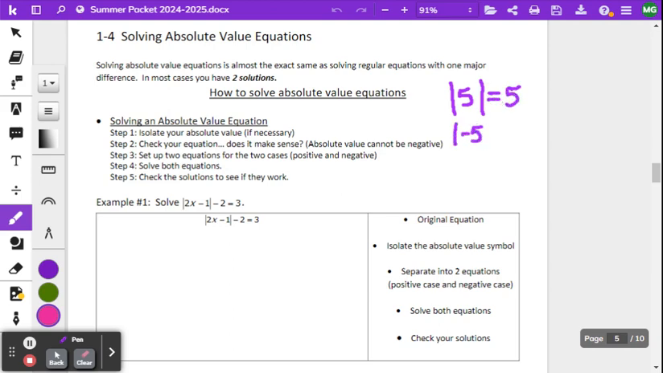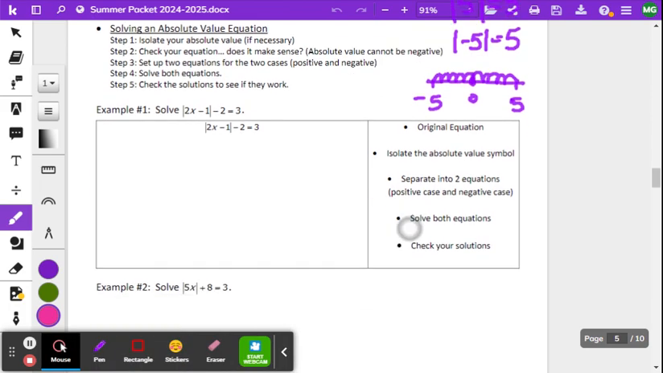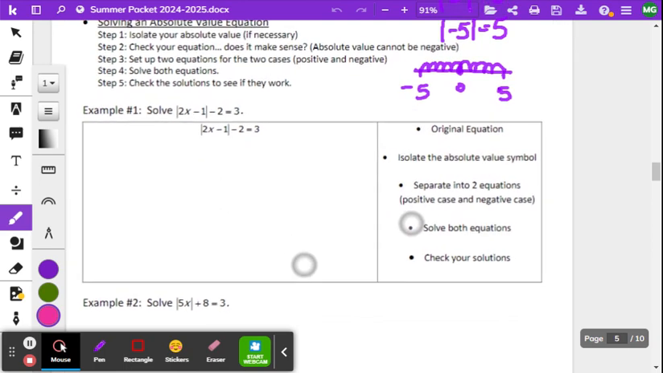Similarly, if I took the absolute value of -5, that would also be 5 because -5 is 5 spaces away from 0, just like +5 is. Okay, so I want you to keep that in mind because when we're solving absolute value equations, we will need to separate the equation once we isolate the absolute value to show that there could be two possible solutions. So let's take a look at our steps.